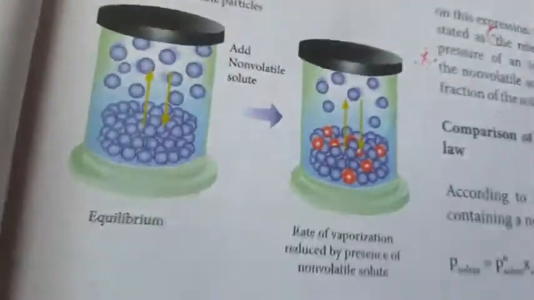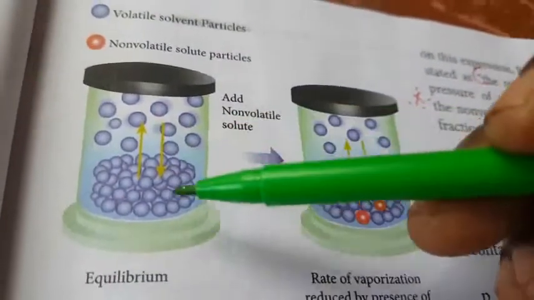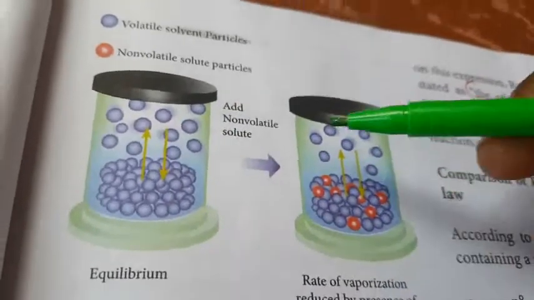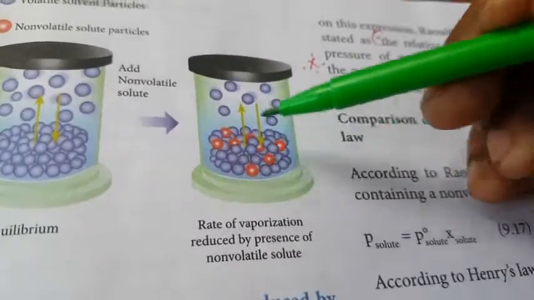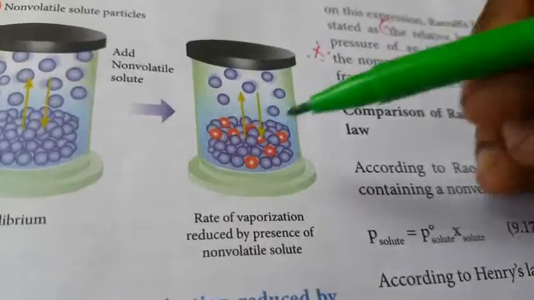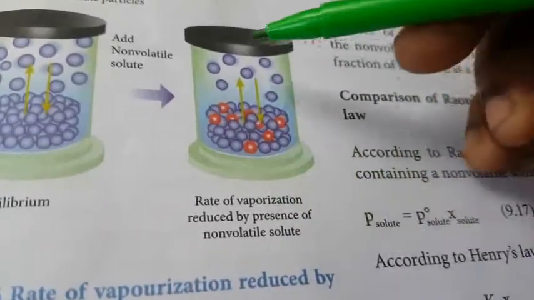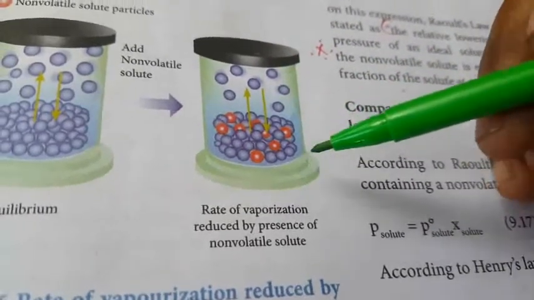So here is the diagram. This is the volatile solvent molecule. Now we are adding the non-volatile solute. Non-volatile means the red color. So that is the non-volatile solute. Non-volatile solute na easily evaporate ஆகாது. So அப்போ என்ன ஆகும்? நான் இதை add பண்றதுனால அதனுடைய rate of vapor pressure என்ன ஆயிடுச்சு? Reduce ஆயிடுச்சு.